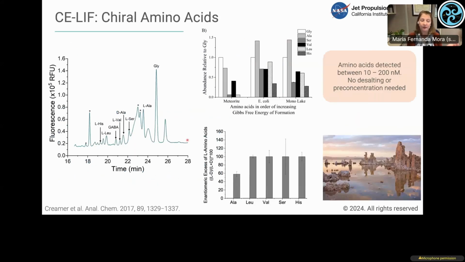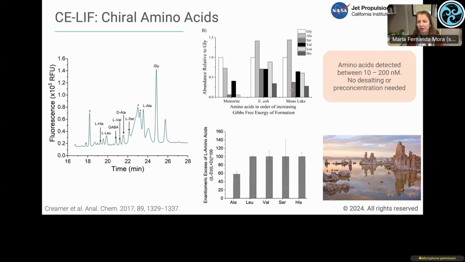So we use this method to analyze samples from Mono Lake, and what you can see here is we didn't need to do any pre-treatment of the sample other than adding the fluorescent dye that we use for fluorescence detection and a little bit of buffer to adjust the pH. So we normally do a 1-to-1 dilution with our labeling buffer. And we detected amino acids between 10 and 200 nanomolar.